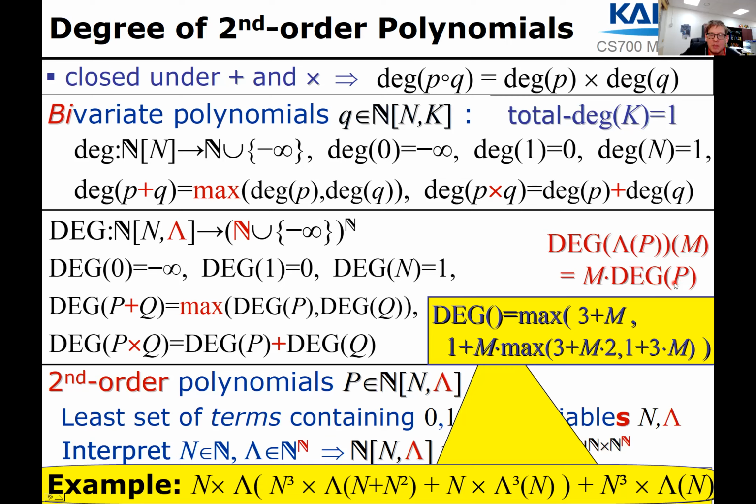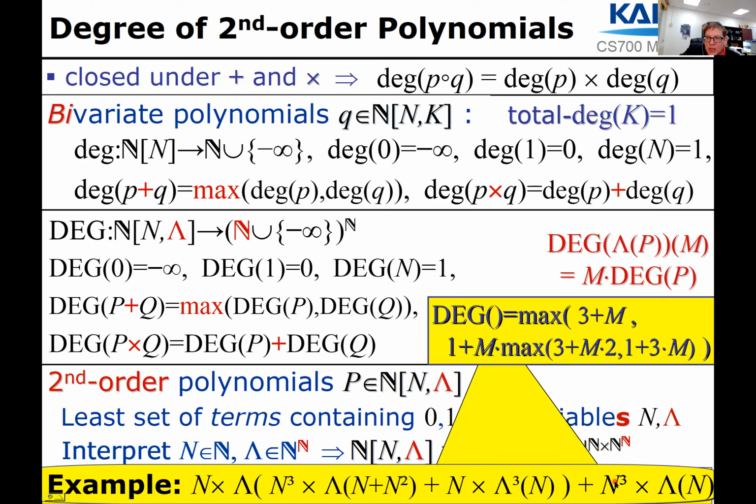Let's consider an example. We had this complicated example here. Now let's calculate the second order degree of this example. Here we have two terms with plus. By structural definition, the degree of this large expression is the maximum degree of these two sub-expressions. So let's first calculate the degree of this one.